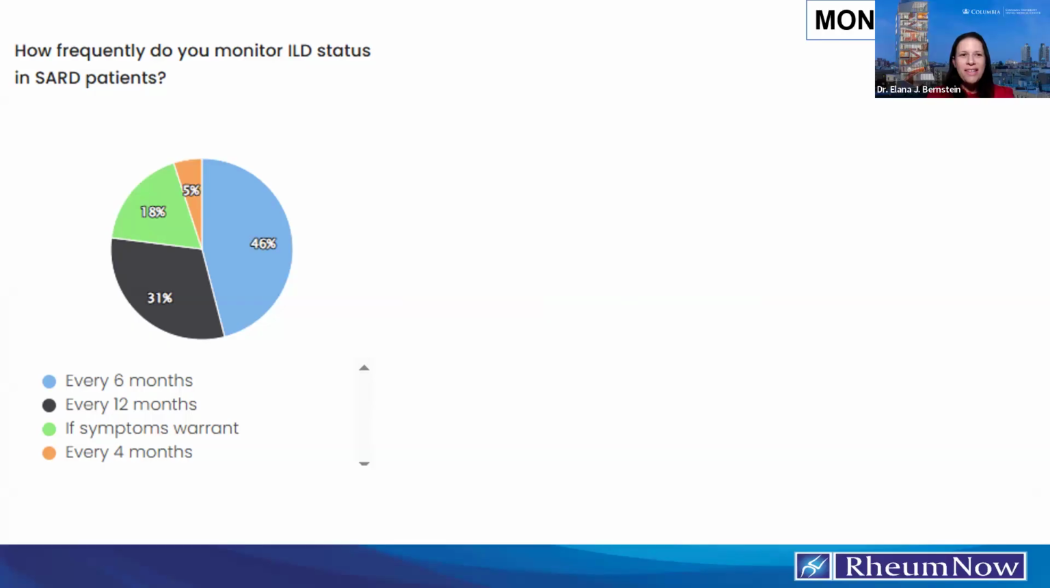Sure. I think it's hard to group all SARD patients together for this question. So let me focus on scleroderma for a minute. In my scleroderma patients with ILD who are at high risk for progression, so those are patients who are SCL70 positive or have the diffuse cutaneous subtype, I'm actually getting PFTs for the first few years every 3 months. So that's not even an option here. And once they're stable for maybe a good 3 years, then I'll space out their PFTs to every 6 months.